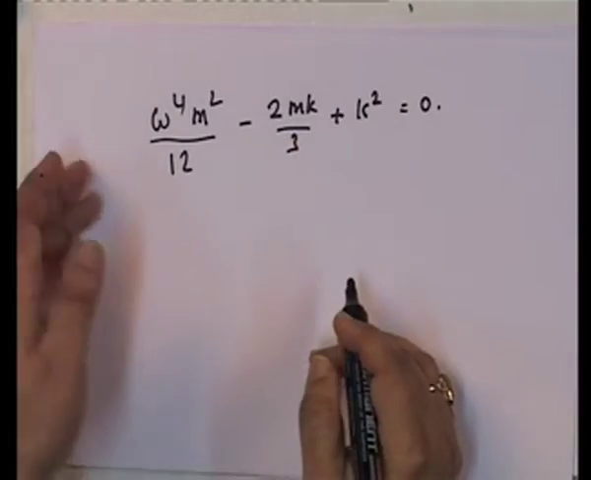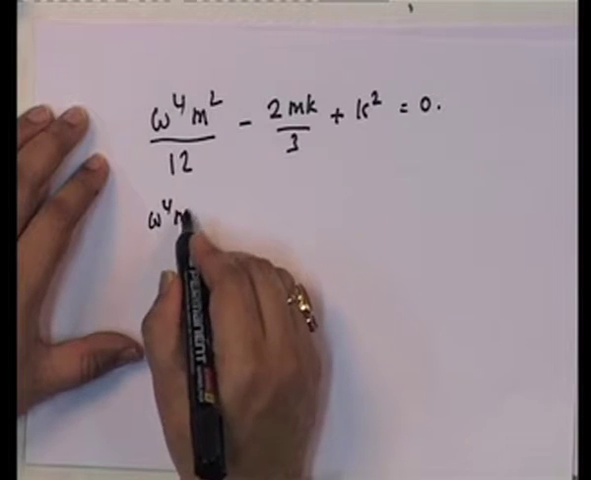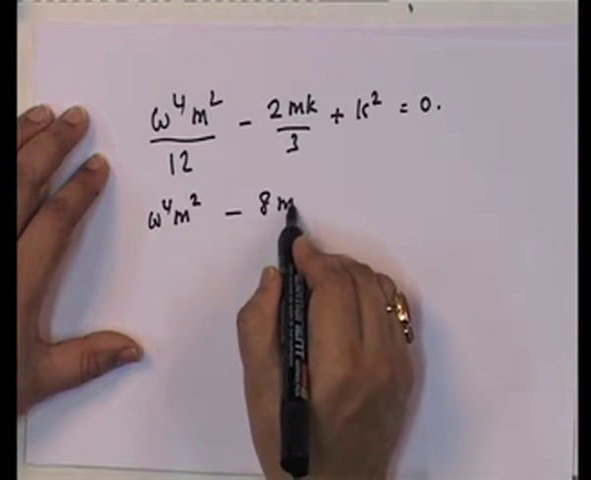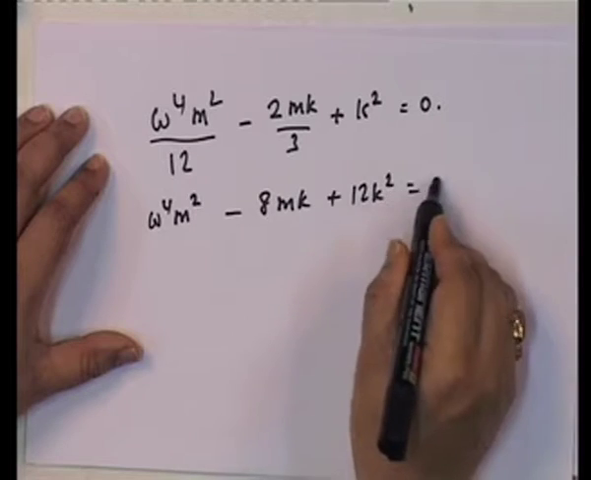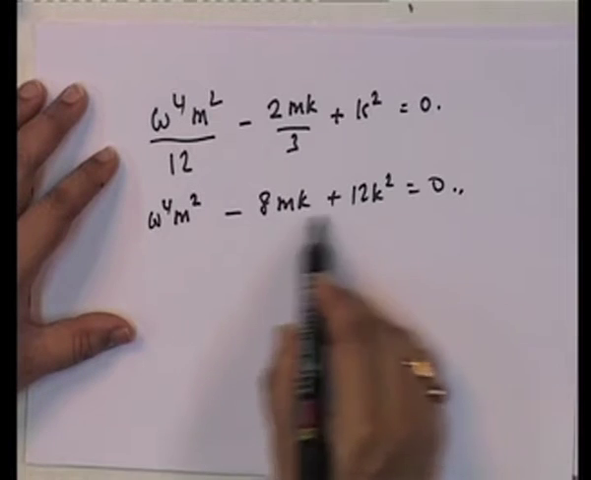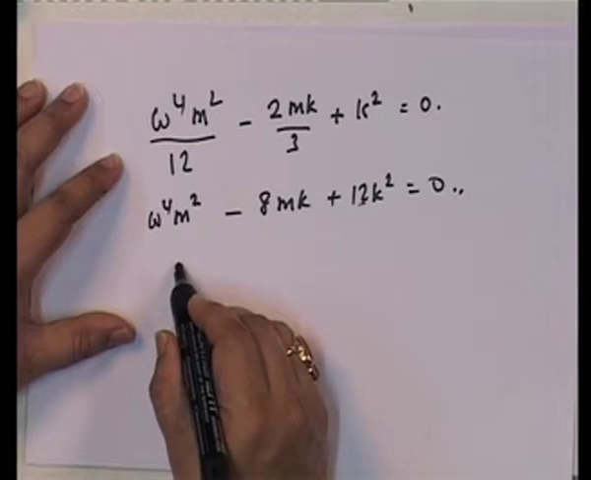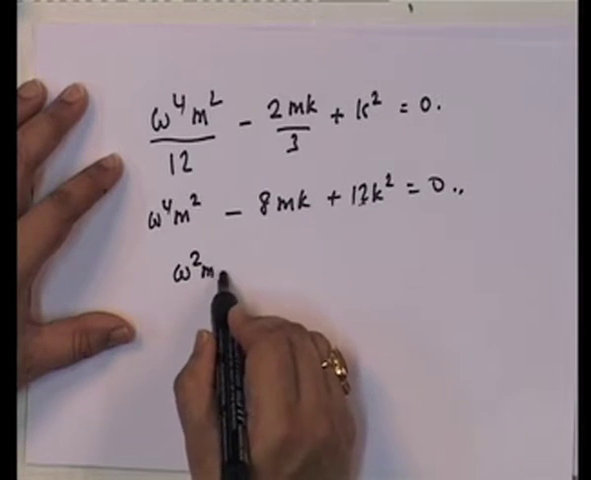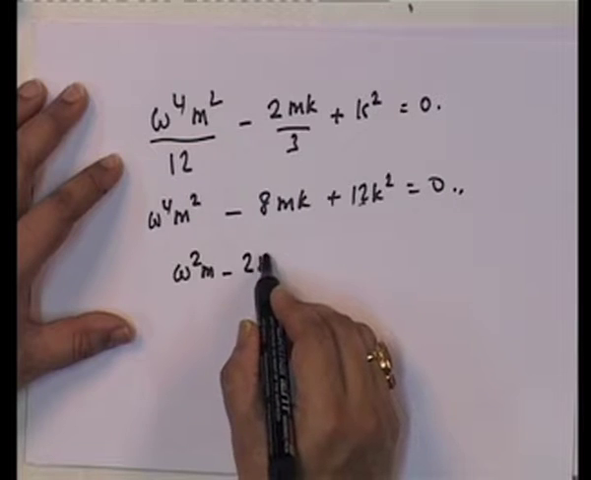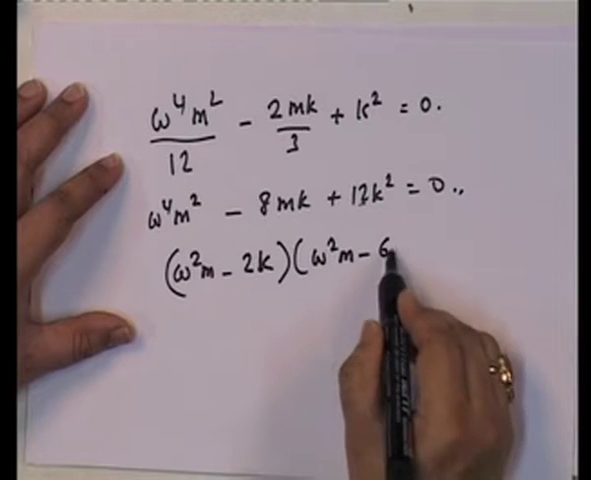Now, I am going to multiply both sides by 12. So, then this becomes omega fourth m squared and then 12 comes here. So, that is 4. So, that becomes minus 8mk plus 12k squared is equal to 0, because 12 into 0 is still 0. Okay. So, now if you look at this, you can factorize it. Okay. 6 into 2, 6. So, this becomes factorized as omega squared m minus 2k and omega squared m minus 6k.